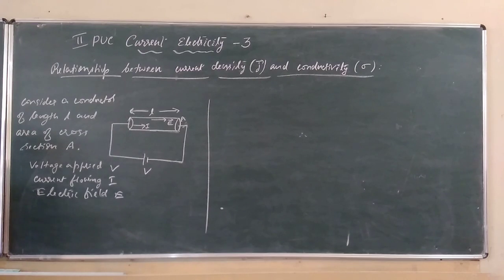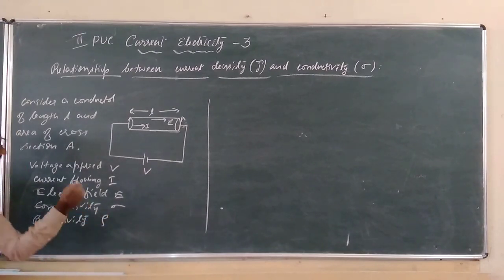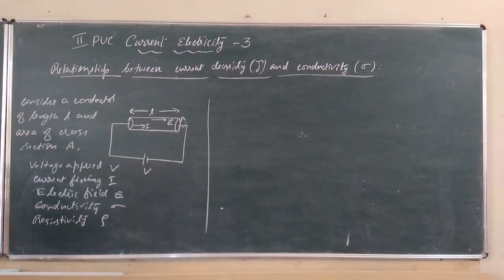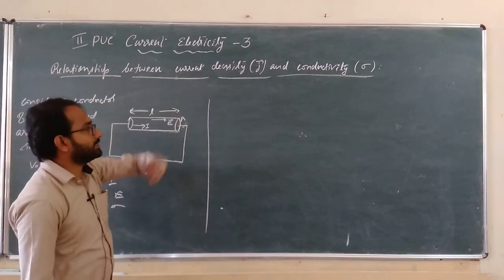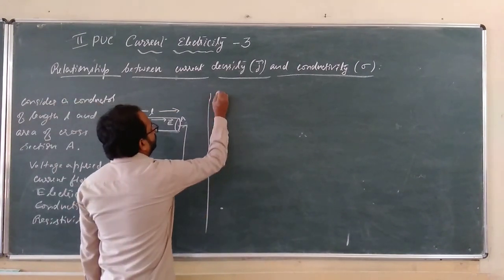Okay, so now what are the other quantities? We have to define sigma here, the conductivity. So say J is the current density, and sigma is the conductivity of the material of the conductor. The resistivity of the material of the conductor is say rho. Now we have to relate J and sigma. I have to start from Ohm's law.